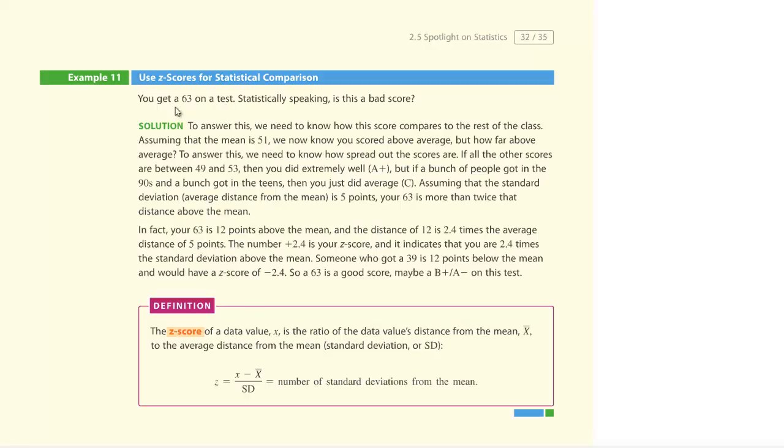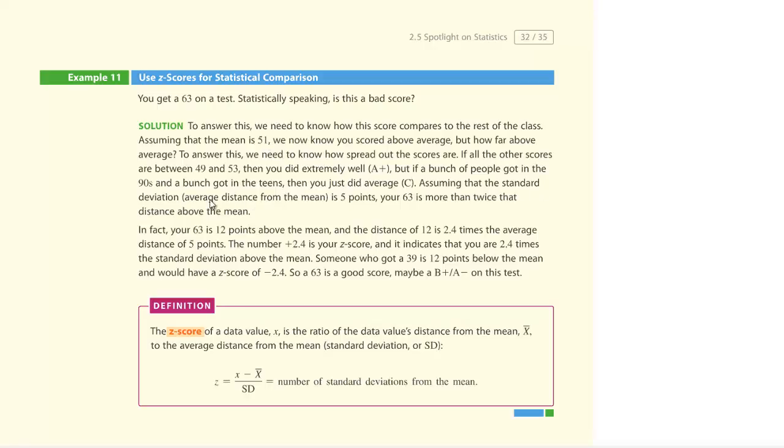So let's assume that the mean on this score, on whatever this test is, the mean is 51. And so now you can see that you're 12 points above the mean, right? Because 63 minus 51 is 12. But again, is that good or bad, right? Does that put you way at the top? Or do most people score 12 points or more above? So we need to know what is the standard deviation of scores.